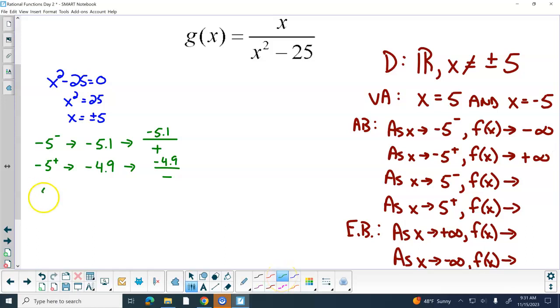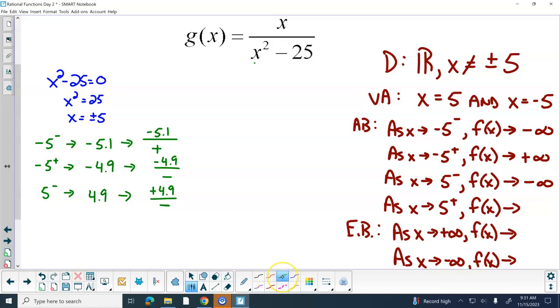Don't need to actually calculate all these numbers, as long as you know your number sets. Now let's go to +5. Left side of +5 is positive 4.9. So now I would have positive 4.9 divided by, again, a number smaller. Here, this number would be smaller than 25. So that would be a negative number there. So then this is going to be negative infinity.